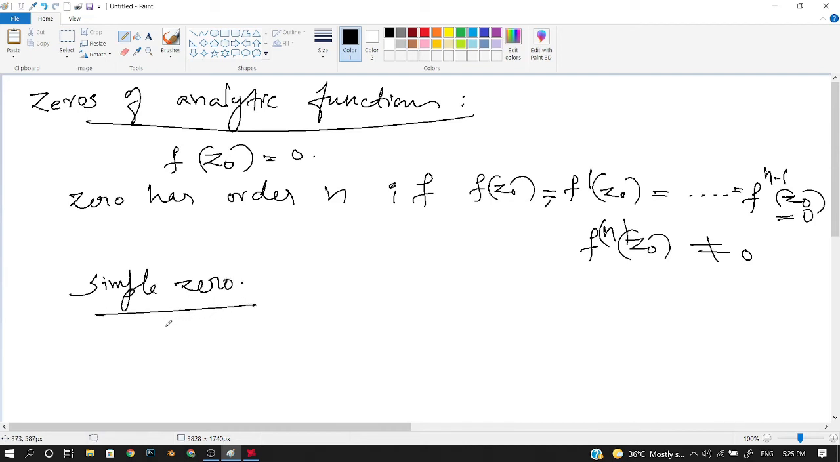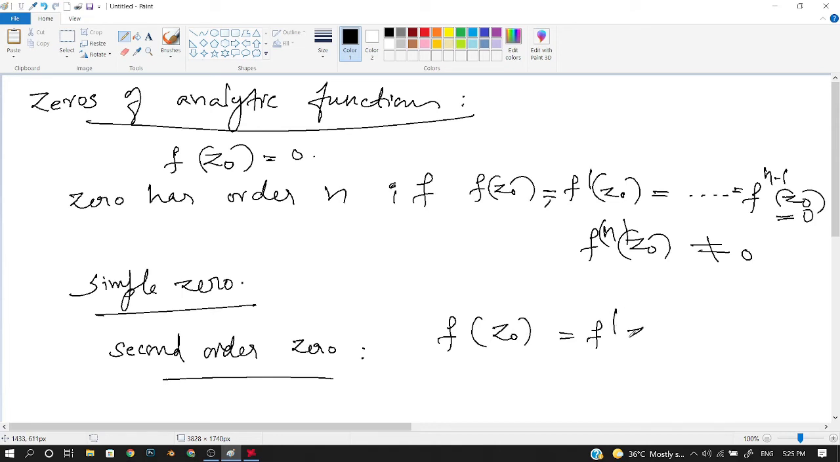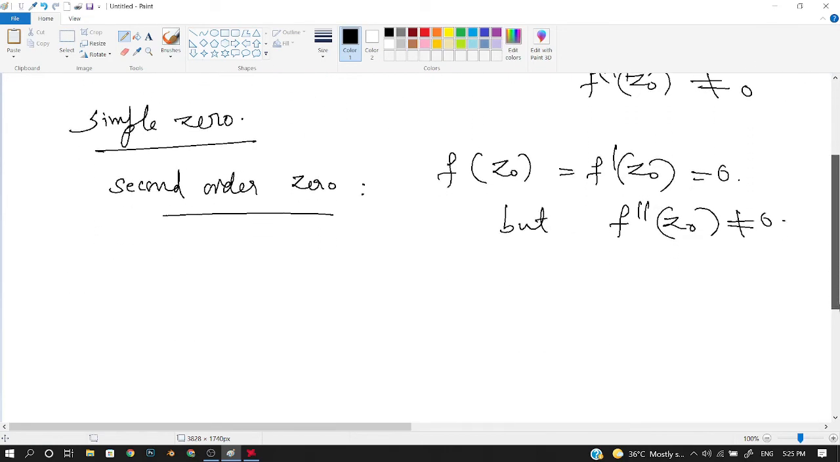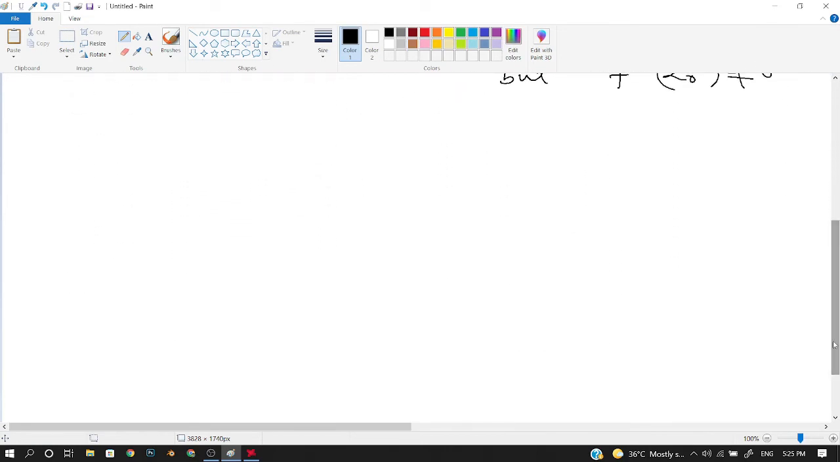Now for a second order zero, f of z naught equal to f dash z naught equal to 0, but f double dash of z naught is not equal to 0. So this is the method of finding the order of zero. Now let us move to one example.